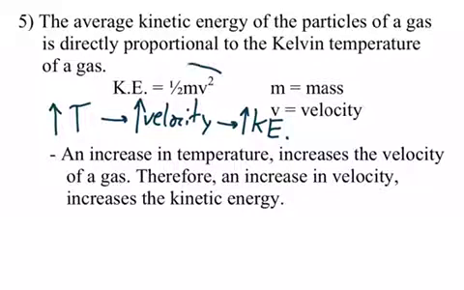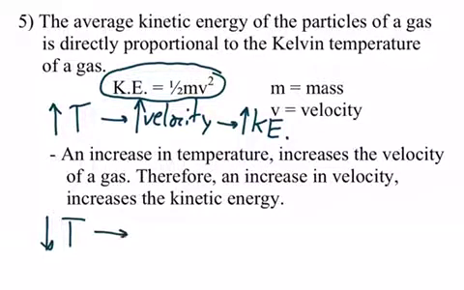Here is, in physics, the equation that we use to find kinetic energy. It's equal to half times the mass of the object times the velocity of the object squared. When you multiply those factors together, that's how you calculate kinetic energy. So on the bottom here it says that an increase in temperature will increase the velocity of a gas. Therefore, an increase in velocity increases the kinetic energy. And conversely, if the temperature goes down, then the molecules start to move slower. And if they're moving slower, they're going to have lower kinetic energy. So this relationship, they are directly proportional to each other.